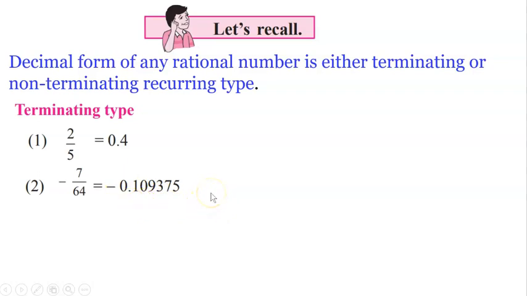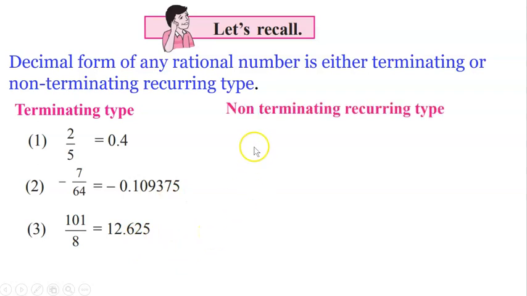In this, the division ends, here we get the remainder 0, and therefore we say this type is a terminating type. Next, 101 upon 8 is equal to 12.625. Here the division ends and this is called the terminating type of rational numbers. Okay. Now next, non-terminating recurring type.